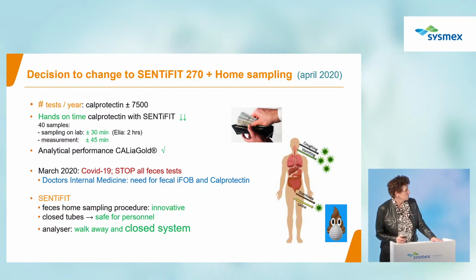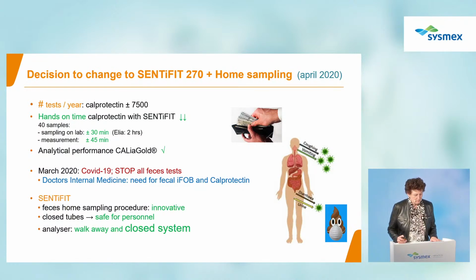Our decision to change to the SENTiFIT system and the home sampling procedure was that we have many tests per year, 150 per week, so it is time consuming to perform an extraction by hand with, for instance, the VADIA method. When sampling is performed by a lab technician and then extraction on the vortex, it's only 2 minutes per tube, but with the VADIA method, as a whole, we are using 45 minutes, so it's quite time consuming. We also said, well, the analytical performance we have checked, it is okay.